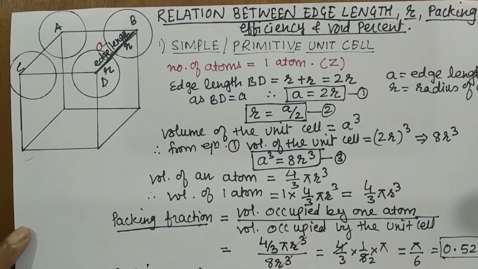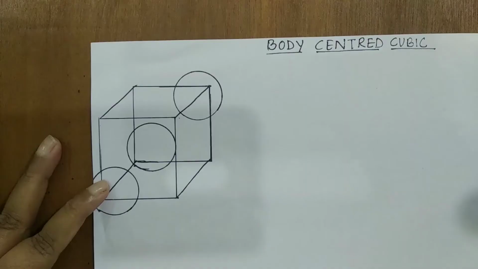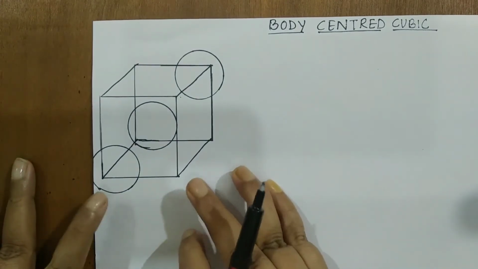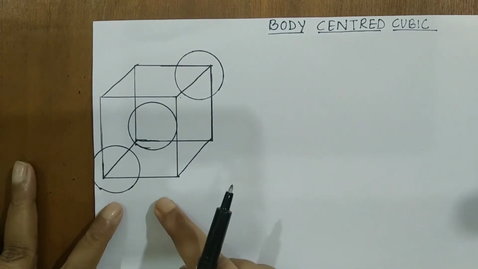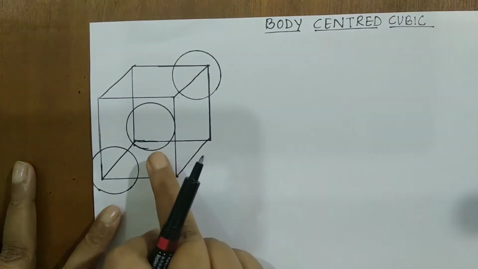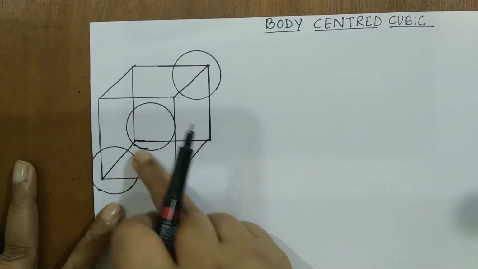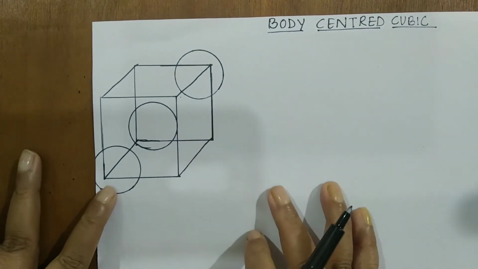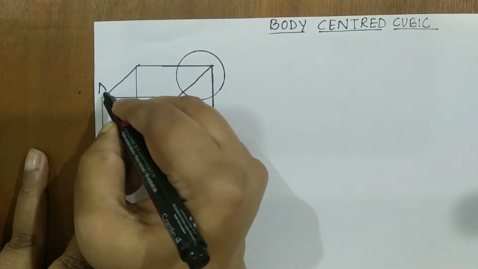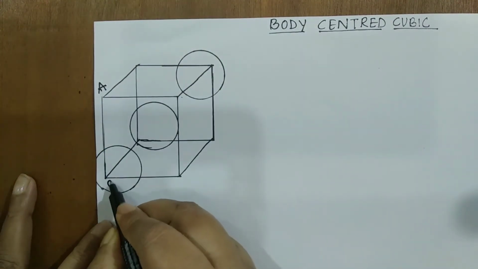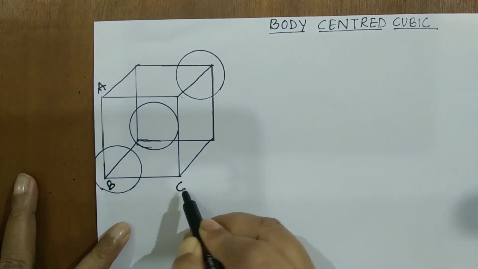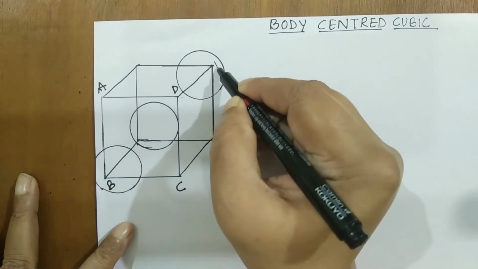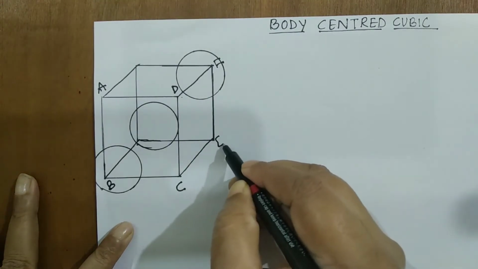Let us go for the next one, that is body centered. For body centered, students, I have shown the diagram here. Body centered means atoms are present at the corners, and an atom is present in the body also. So this atom is shown in the body. Now let us mark the unit cell for our convenience. I am marking this as A, B, C, D. So the front side I have taken as A, B, C, D. I'll mark this as F and this as E.